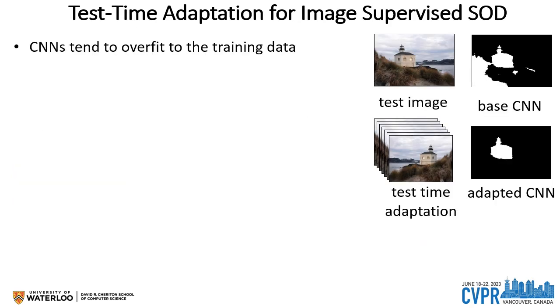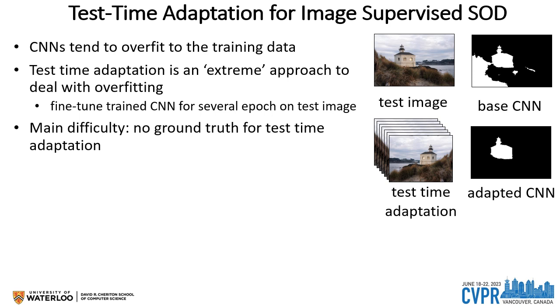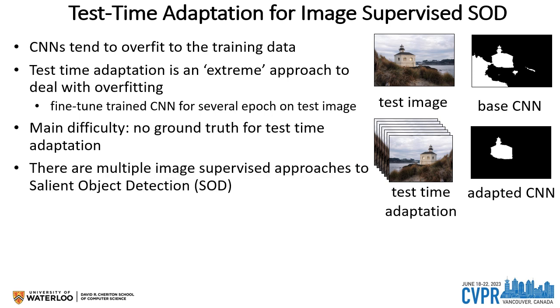Test time adaptation is an extreme approach to deal with overfitting. The idea is that the test image is the most similar image to the test data, so we train on the test image itself. The main difficulty of test time adaptation is that there is no ground truth during test time to use with loss functions such as cross entropy. Thus, test time adaptation is not widely used.